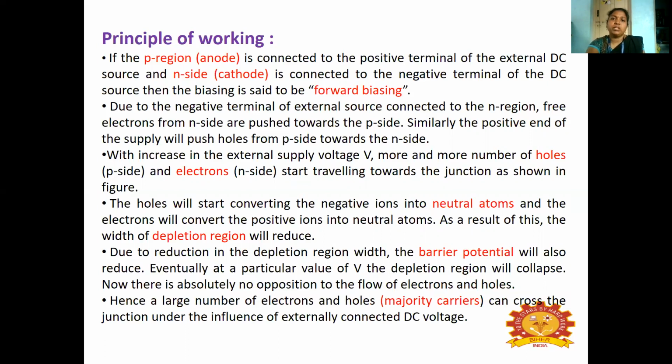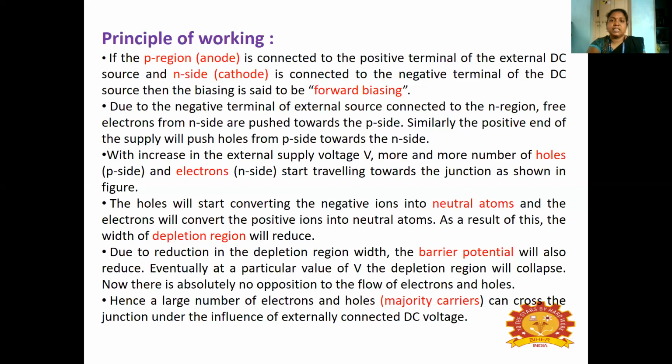Due to the negative terminal of the external source connected to the N region, free electrons from the N side are pushed towards the P side. Similarly, the positive end of the supply will push holes from the P side towards the N side. When we start giving the supply, the majority carriers, for example the holes from the P side, will move towards the N side, and likewise the electrons from the N side will move towards the P side. This is due to the biasing, which we call forward biasing.